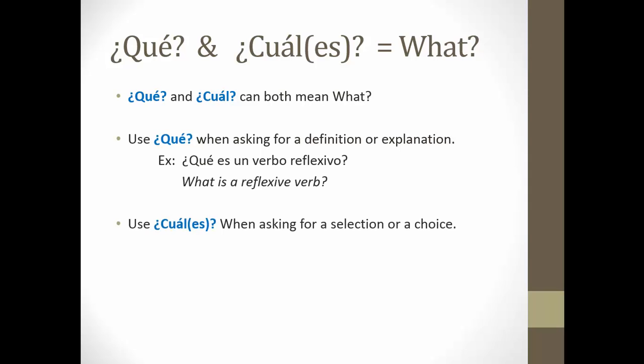Use cuál or cuáles when asking for a selection or a choice, like from a group. Okay, so for example, ¿qué color prefieres? ¿Azul o rojo? What color do you prefer? You're kind of saying like which one. Okay, so you're asking them to choose or make a selection.